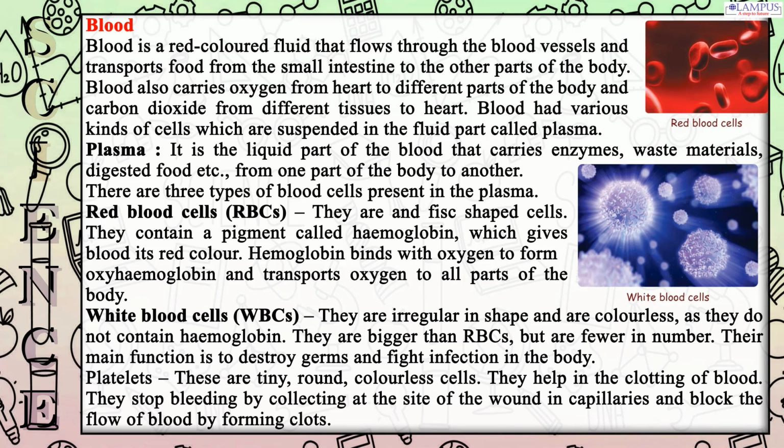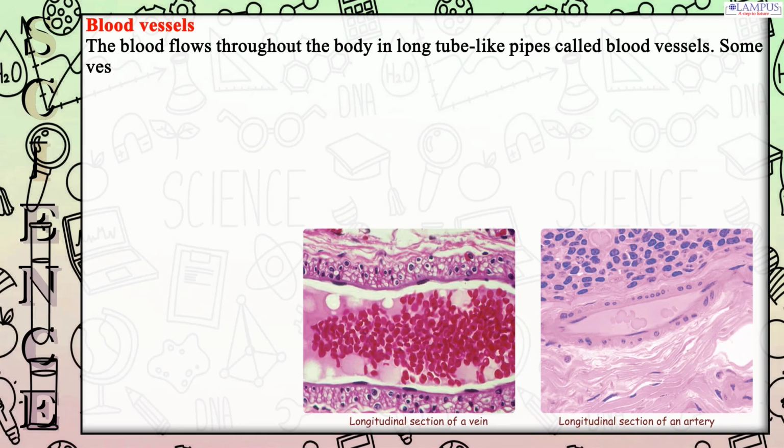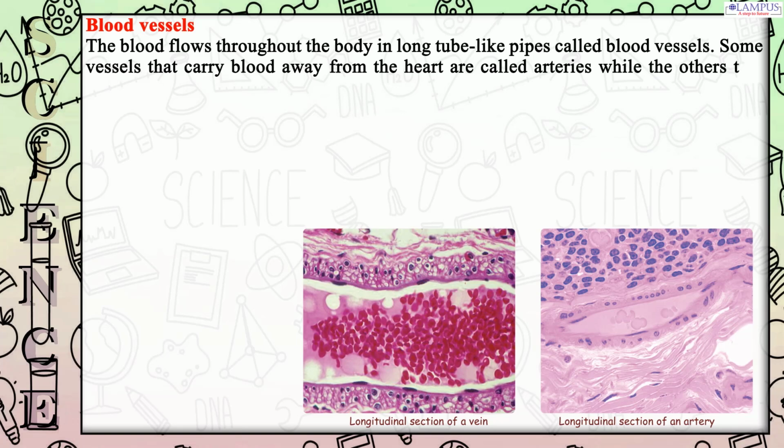forming clots. Blood vessels. The blood flows throughout the body in long tube-like pipes called blood vessels. Some vessels that carry blood away from the heart are called arteries, while the others that carry blood towards the heart are called veins.